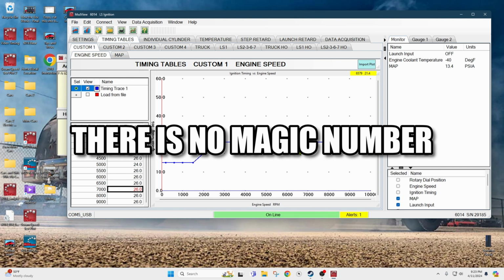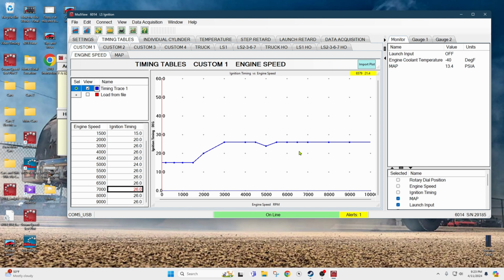There is no magic number. The number 35 doesn't make the power. The number 33 doesn't make the power.